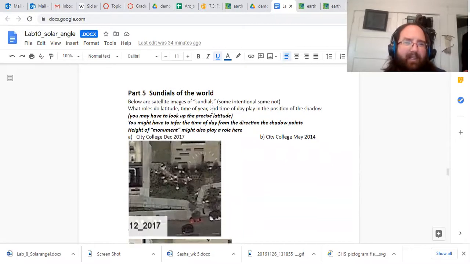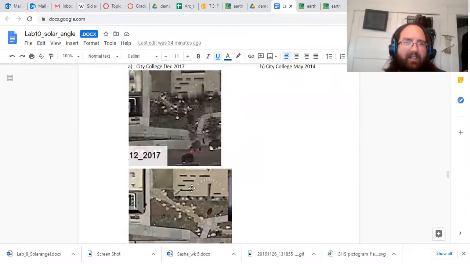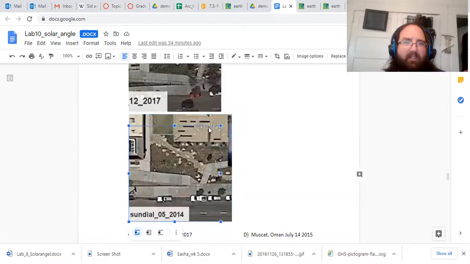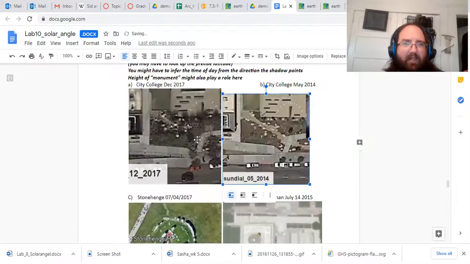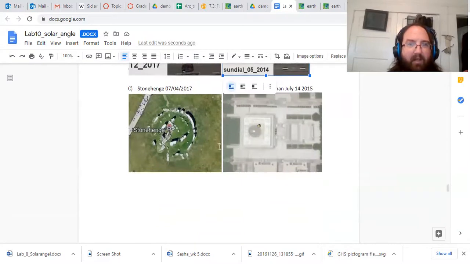Then the last part here is an activity we call Sundials of the World. Let's see if I can shrink this down. There we go. So what we're looking at here are different Google Earth images taken of sundials at different places around the world, including places like City College. So you can see our sundial. Hopefully everybody recognizes B Street here. We have Stonehenge taken very close to summer solstice. You can really see the way those shadows do trippy things.